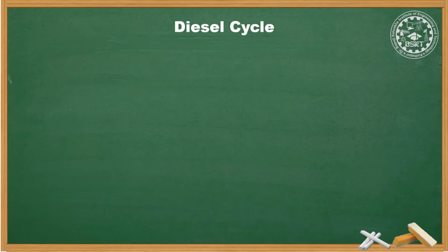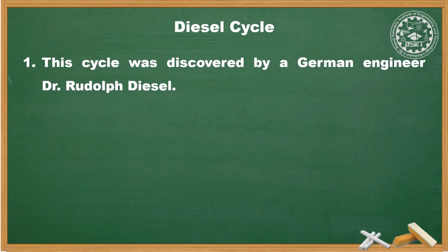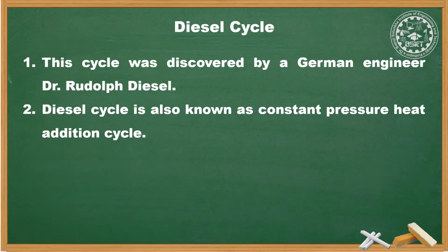Continuing with the diesel cycle. The diesel cycle was first discovered by a German scientist named Dr. Rudolf Diesel in 1893, and it is used in all diesel engines. As I said, the dual cycle is also used in the diesel engine. The diesel cycle is also known as the constant pressure heat addition cycle. This cycle consists of four processes: two isentropic, that is reversible adiabatic, one constant volume process and one constant pressure process, as shown in the figure.